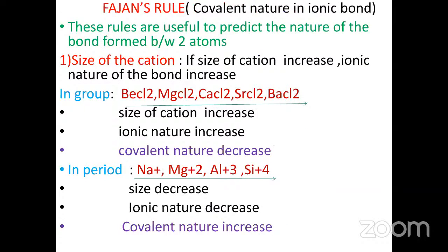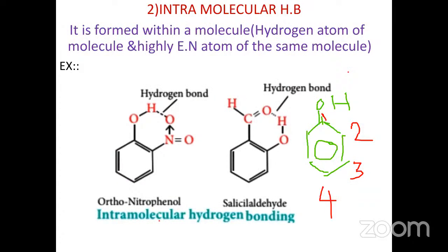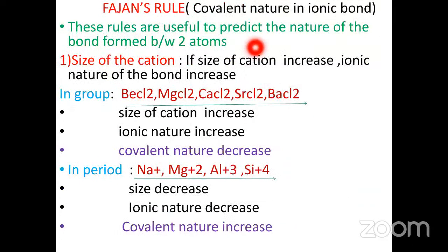Next goes to Fajans' rules. Generally, these rules are useful to predict the nature of the bond formed between atoms. Nature of bond means here that 100% ionic bond and 100% covalent bond is not possible. That means covalent compounds have some ionic nature and ionic compounds have some covalent nature. So these rules predict the nature of the bond formed between two atoms in a molecule.